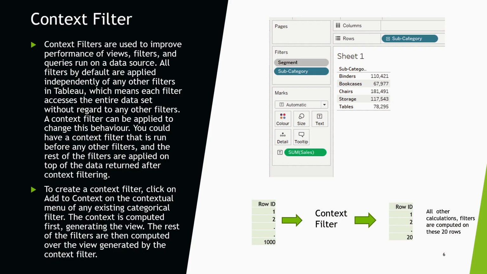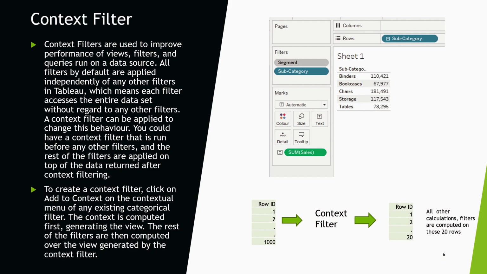So let's move on to the next type of filter, which is called context filter. Context filters are used to improve the performance of the views, filters, and queries run on the data sources. All filters by default are applied independently of any other filter in Tableau, which means each filter accesses the entire dataset without regard to any other filters. Context filters can be applied to change this behavior. You can have a context filter that is run before any other filters, and the rest of the filters or any other calculations are applied on top of the data which we get after applying the context filter.